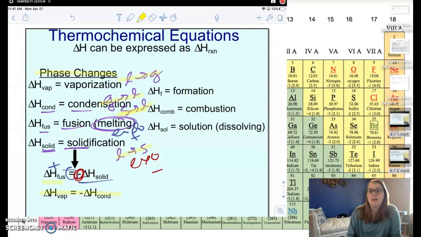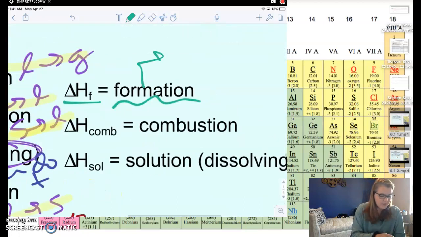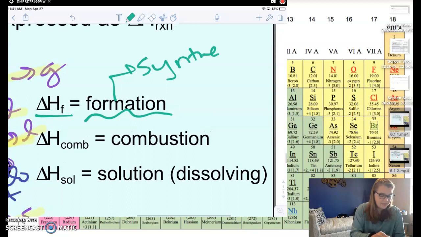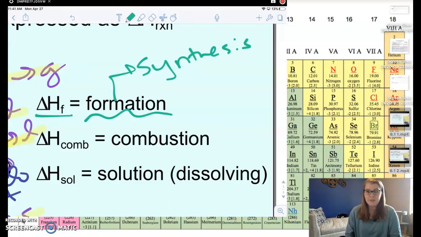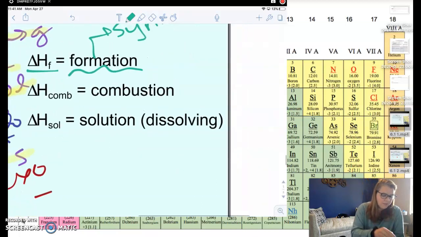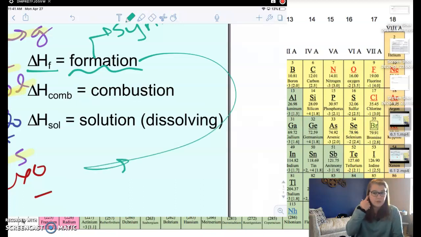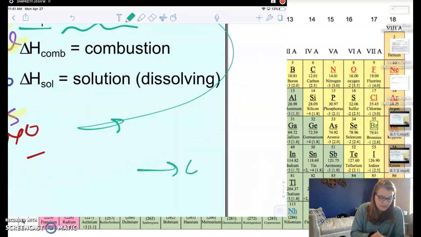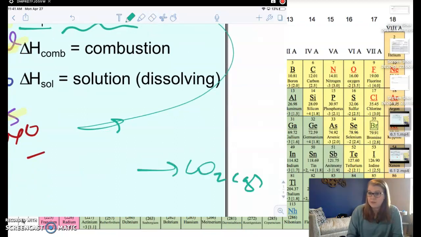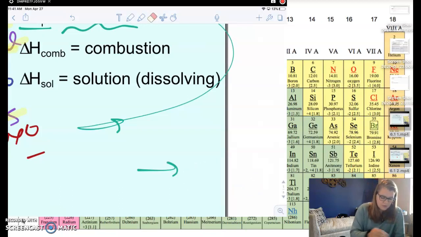Some other common delta H abbreviations you might see is delta H F, and that delta H F stands for formation. Formation is another way to write out a synthesis reaction. So if you recall, a synthesis reaction is basically synthesizing a compound from its elements. So here, we'll do a throwback. Let's write the synthesis reaction for carbon dioxide, okay? So we want to synthesize carbon dioxide. So we would like to create it from its elements. So I'm going to write that prettier.